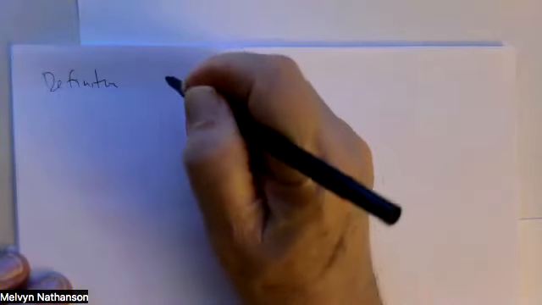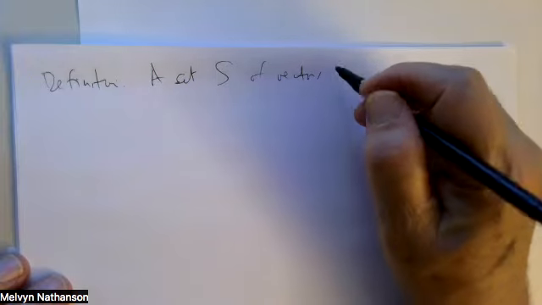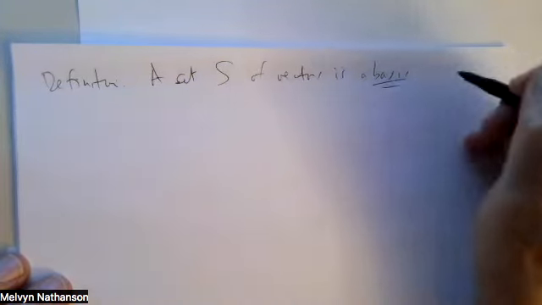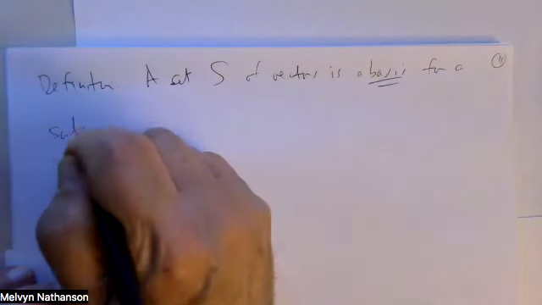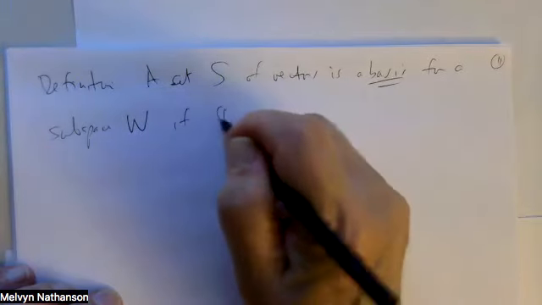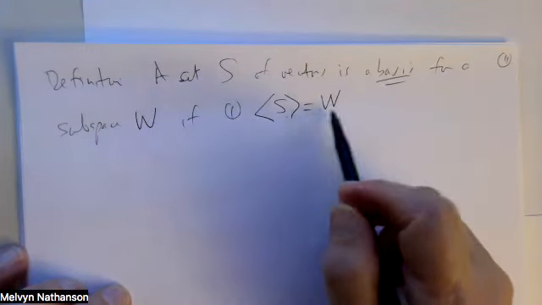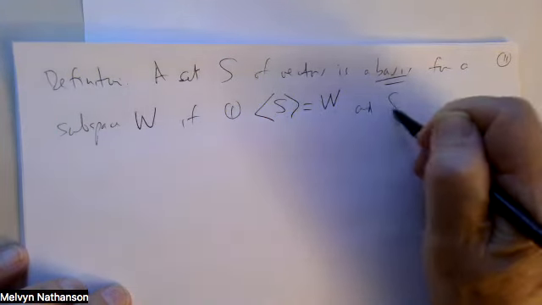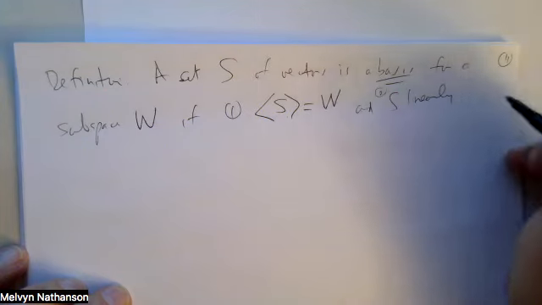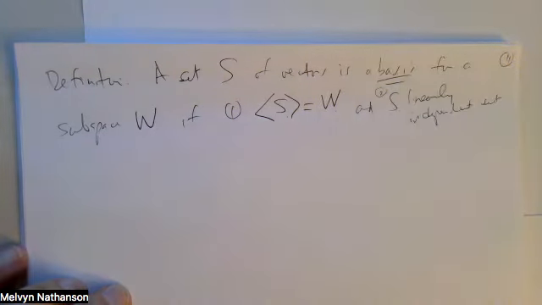And let me just again repeat the definition of a basis. A set S of vectors is a basis for a subspace W if the following two conditions are satisfied. The subspace generated by S is W. That's what this notation means. That means every vector in W is a linear combination of vectors in S. And the set S is a linearly independent set of vectors, very important. That's what a basis is.